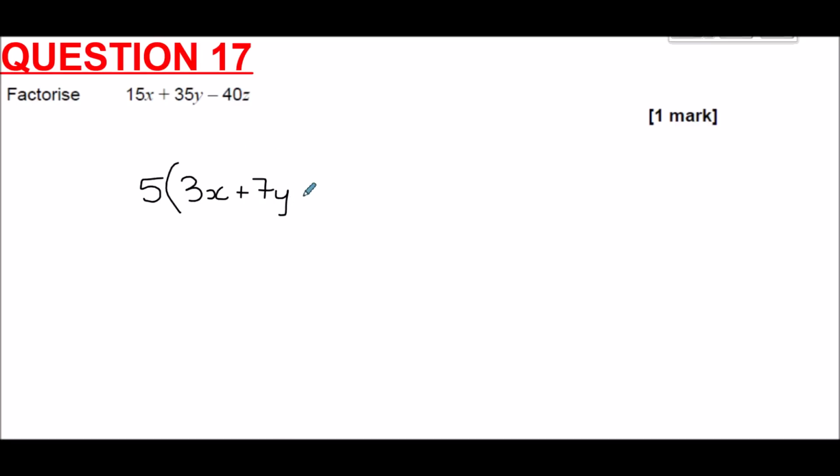Then we have a minus sign, so put in a minus sign. Then 5 to 40, we need to multiply 5 by 8 to get 40. But once again, it's not just 40, it's 40z. And so we need to include a z at the end of the 8. And that's fully factorised now, and that's the final answer.